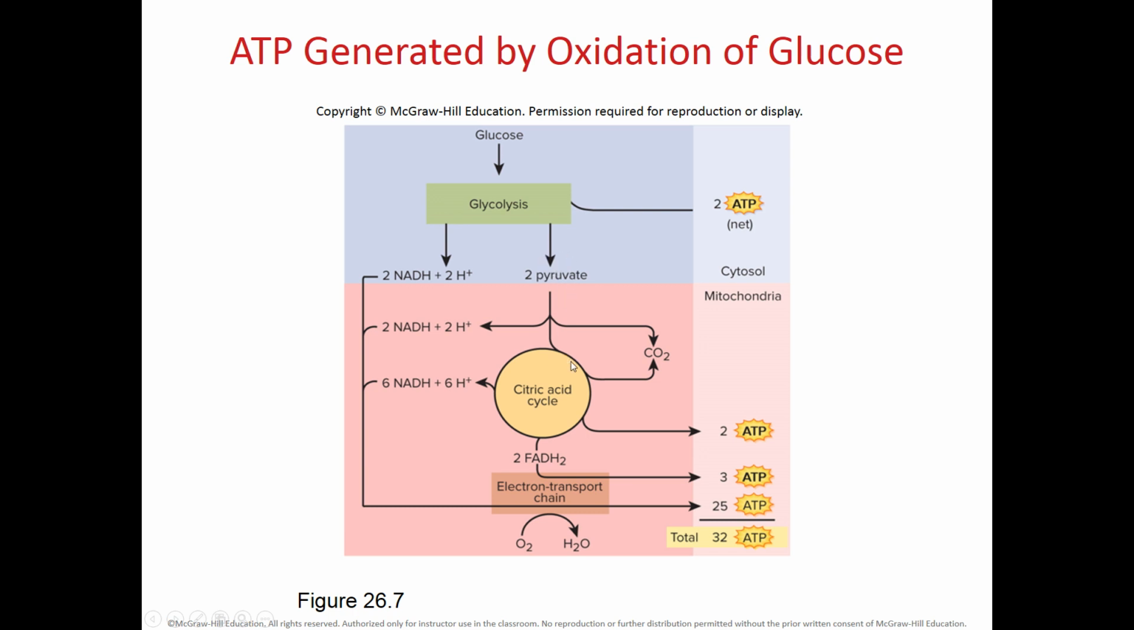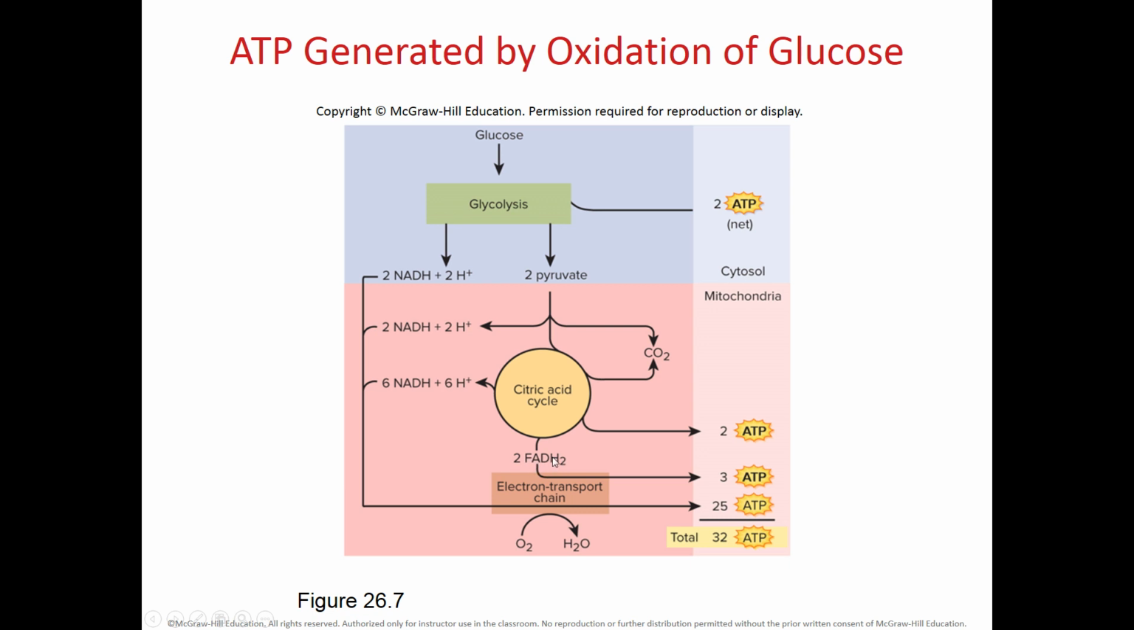So pyruvate enters into the Krebs cycle, and then you generate out of this Krebs cycle 6 NADHs, and then you have 2 NADH coming from glycolysis and also from the transfer of pyruvate into the citric acid cycle. So you have 10 NADHs in here, and then you make here 2 FADH2. So out of these 10 NADH, if you remember, each of them, when they transfer their electrons into the electron transport chain, makes 2.5 ATPs, so you have 25 ATPs.